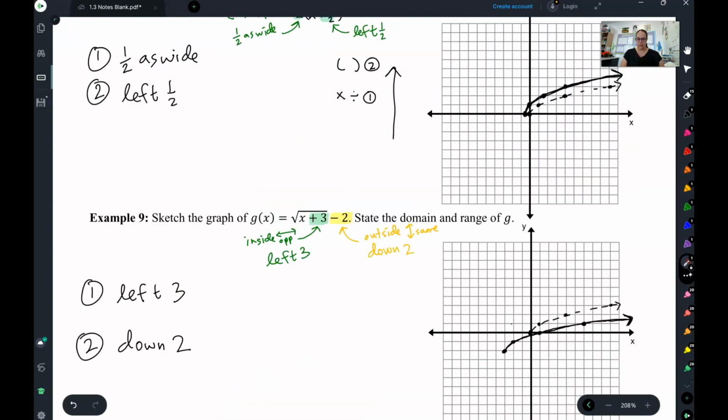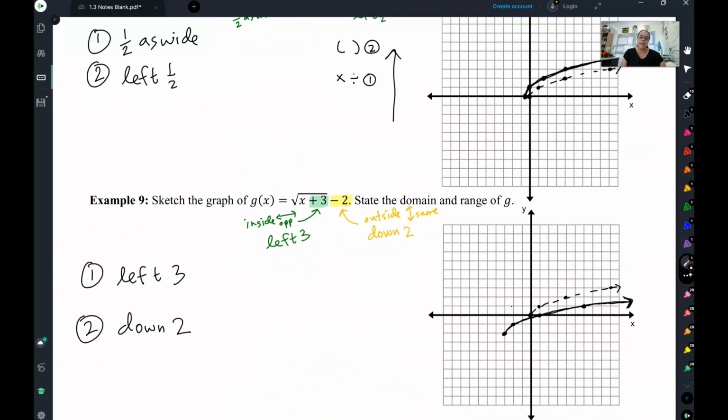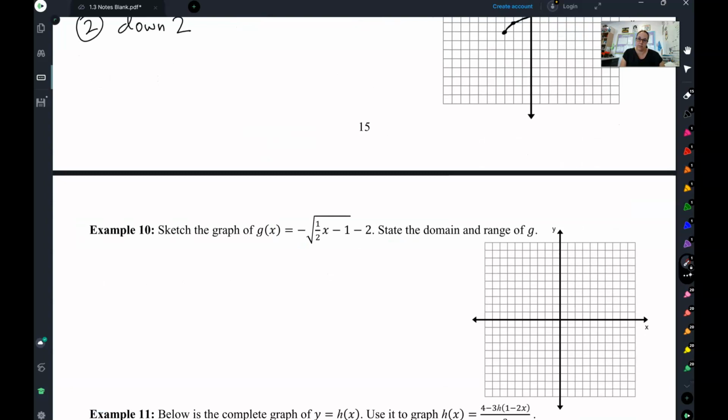Okay, so that was doing a couple transformations at the same time. In the next video, we're going to have an example where we do lots of transformations at the same time. And I'll do this one with you because this is a new thing. So we'll do that in the next video.